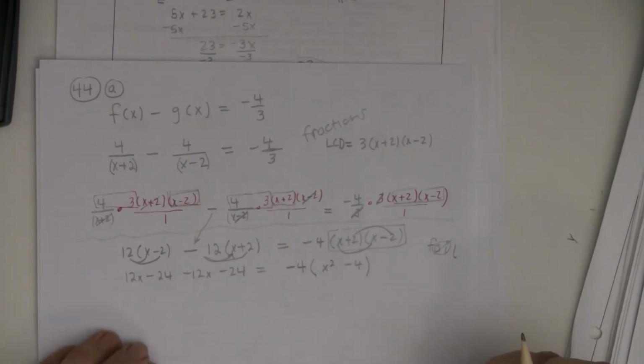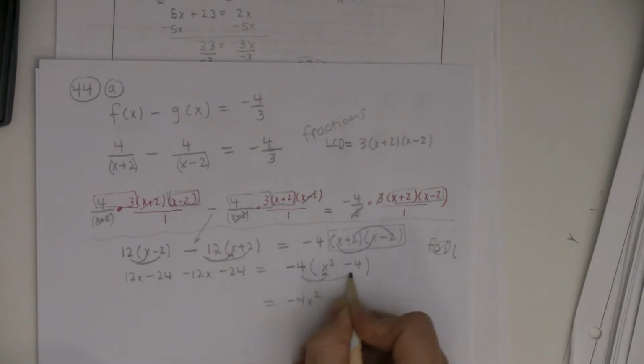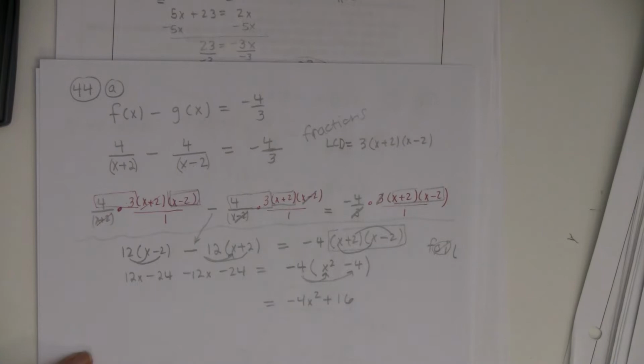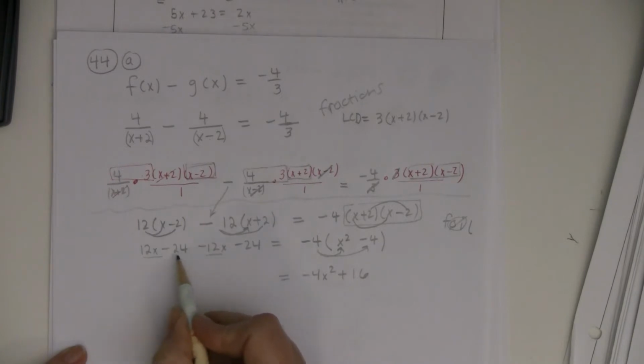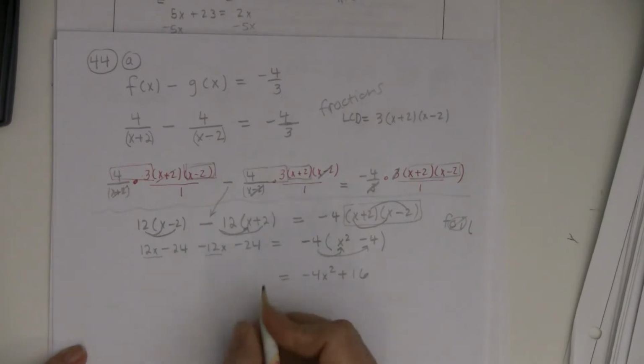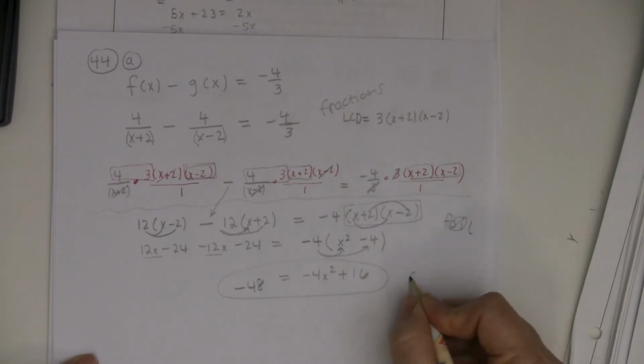And so when I multiply this together, I'm going to have negative 4x squared plus 16. And on the other side, I might as well combine the like terms and put it down here. So I have 12x minus 12x is 0, and negative 24 and negative 24 is negative 48. And so now I'm going to try to solve this equation here, and it's degree 2.